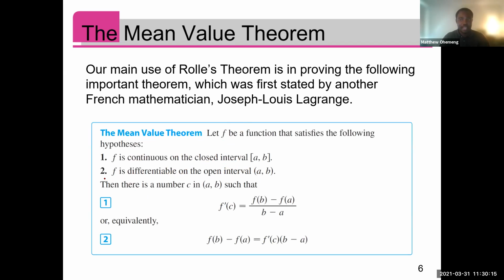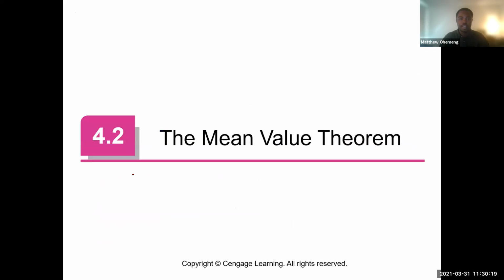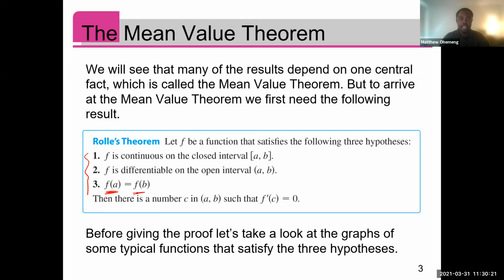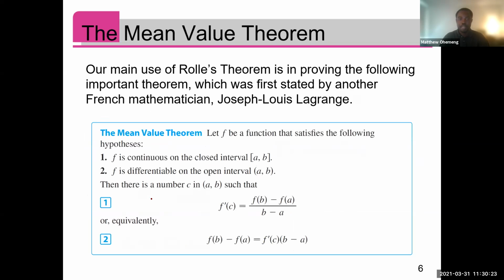Now it misses the third. It just says omit the third condition. The third condition for Rolle's theorem says f of A and f of B have to be equal. But this one says just omit that, right? So just take the first two. The function is continuous and the function is differentiable. If those two conditions hold, then f prime of C is equal to what? f of B minus f of A all over B minus A.